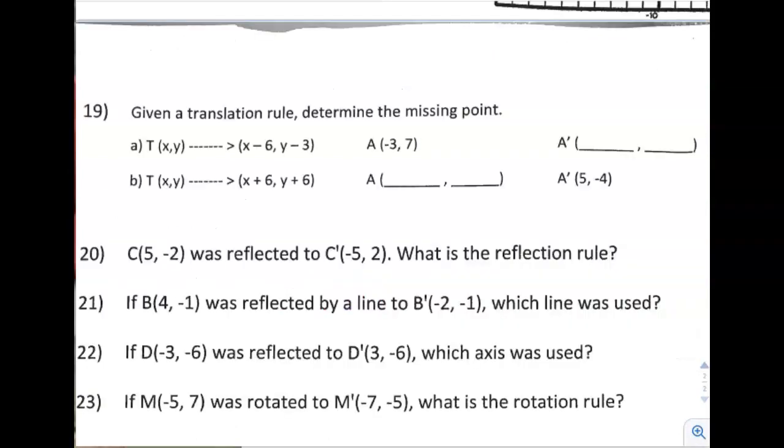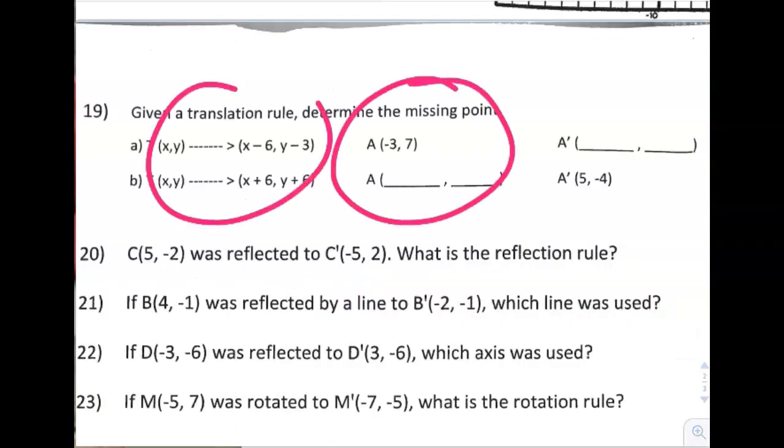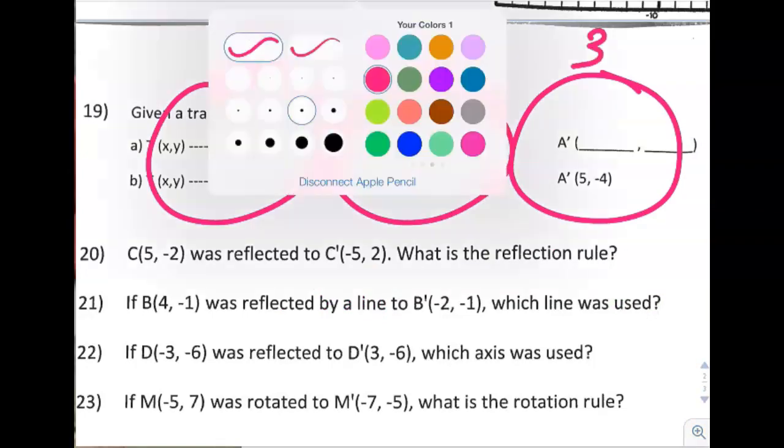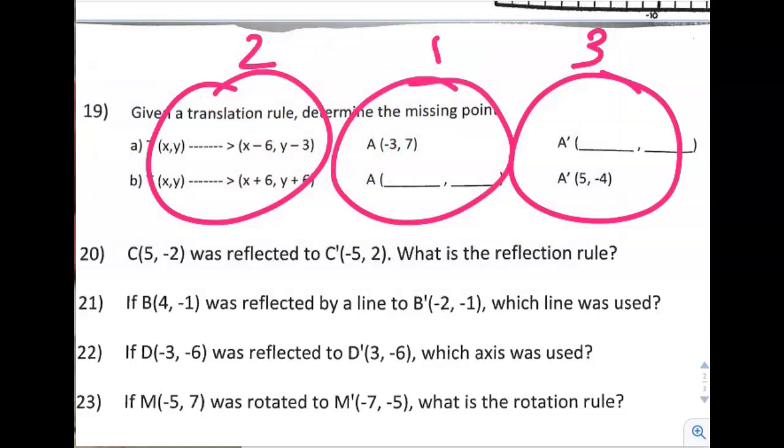Number 19, you're starting here, you're doing this, and you're ending here. So it's like step 1, step 2, step 3. I'm starting at (-3, 7), and then I'm going to subtract 6 from the x, and then subtract 3 from the y. You end up at (-9, 4).